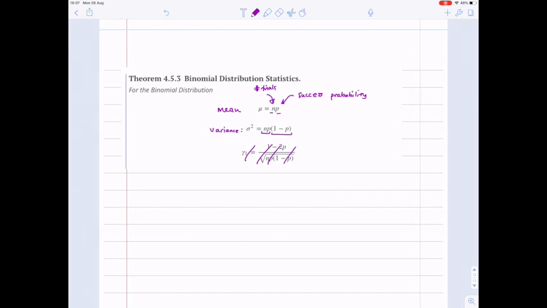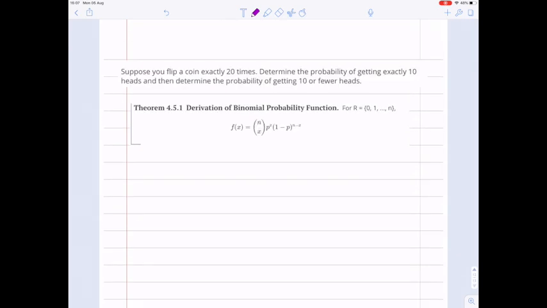Alright, so let's use this in practice. So suppose you flip a coin exactly 20 times. We want to determine the probability of getting exactly 10 heads. So that's going to be the first thing that we do. And then we're going to determine the probability of getting 10 or fewer heads. Okay, so we want to solve problem 1.